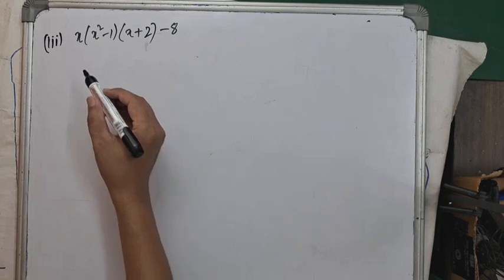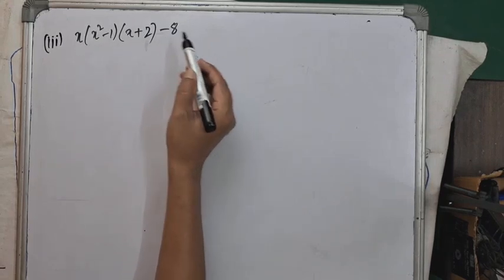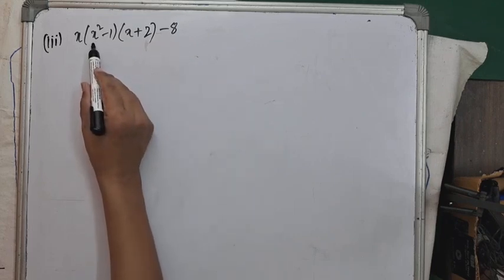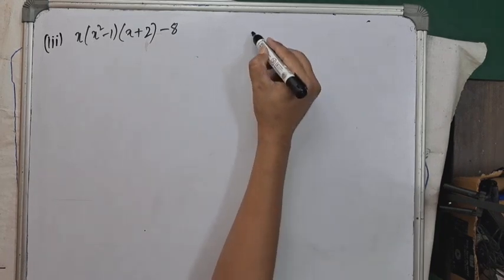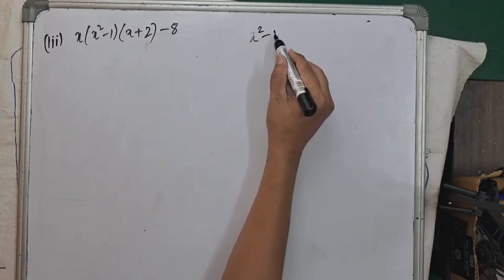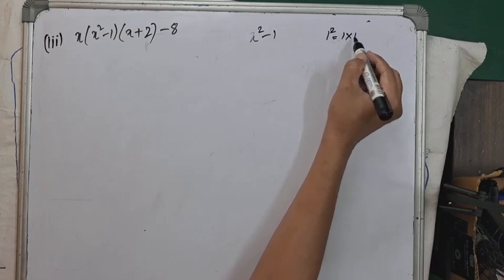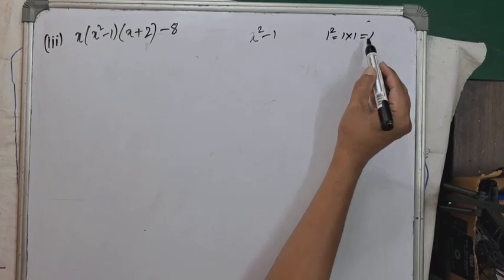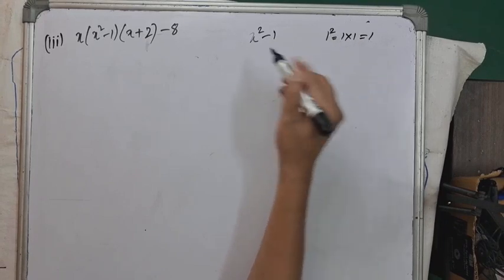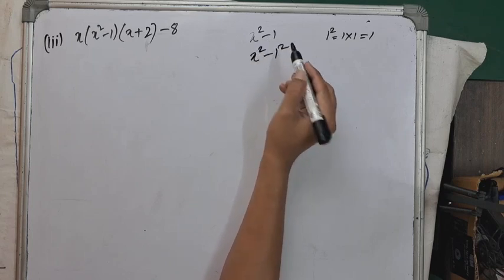Okay. Question number 3. x into (x square minus 1) into (x plus 2) minus 8. So we are asked to factorize this. We can see the term x square minus 1. We can assume this 1 as 1 square, isn't it? Because 1 squared means 1 into 1, which is ultimately 1. So instead of this 1, we can write 1 square, because 1 square is 1 itself. So instead I can write x square minus 1 square.